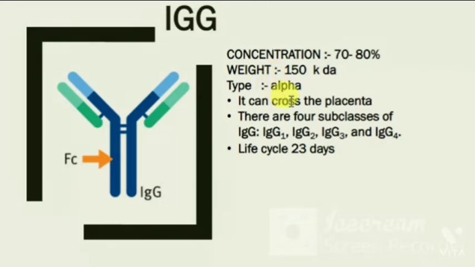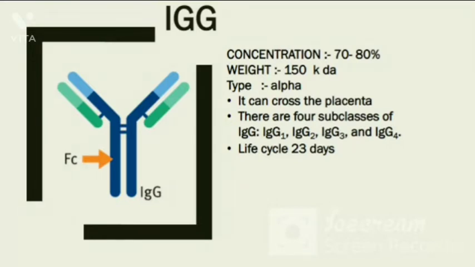That means it's the only kind of antibody that can cross the placenta and provide immunity to the fetus present inside the mother. It provides immunity to the fetus just after crossing the placenta of the mother, because the fetus does not have any immunological response of its own to protect its body. So that is why IgG protects the fetus.